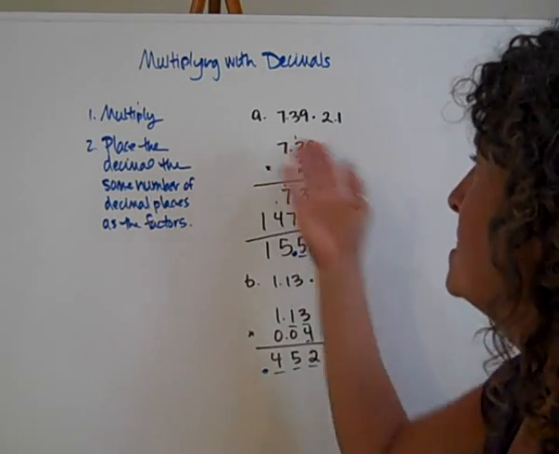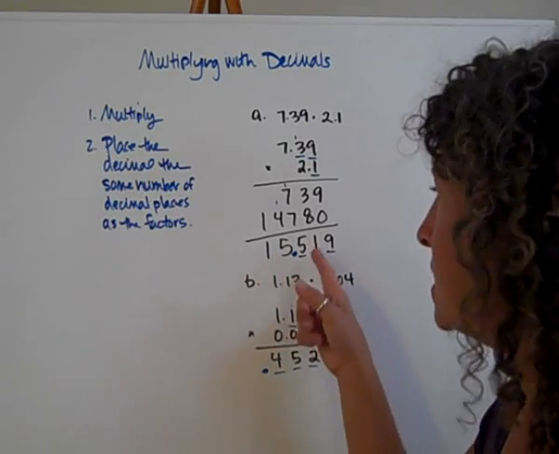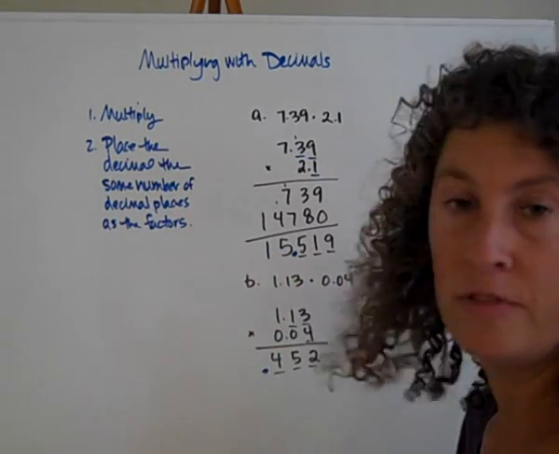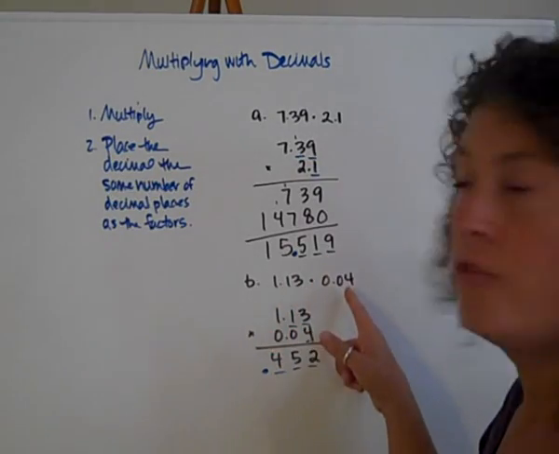And it should make sense. 7 times 2, that's about 14. My answer is about 15. 1.5 doesn't make sense. 155 doesn't make sense. 15 makes sense. 1 and 13 hundredths times 4 hundredths.